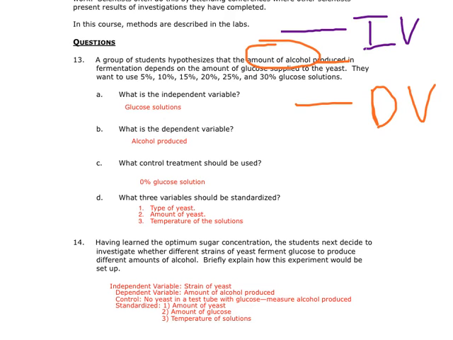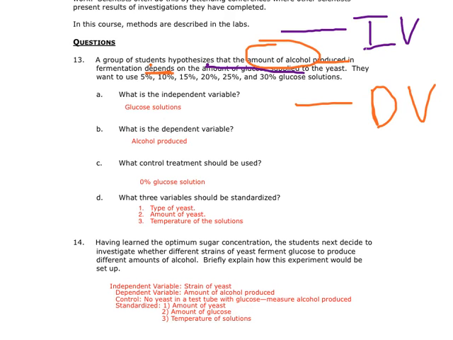Okay, so when you read these things, you have to look for key words that stand out, and that's one of them, produced. That tells you that that particular thing comes towards the end, which means that's what you're measuring, which means it's the dependent variable. Okay, so if that's the dependent variable, it says depends on the amount of glucose. Well, the amount of alcohol produced depends on the amount of glucose supplied.